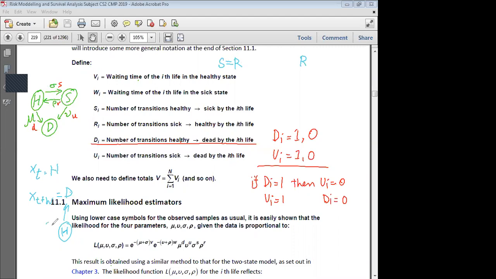But if I was in the sick state when I died, then you know for sure that the number of transitions from healthy to sick is one more than the number of transitions from sick to healthy. So your S will be R plus 1. And these are true for one particular life. This is also true if you put either S_i0 or R_i0 as well.